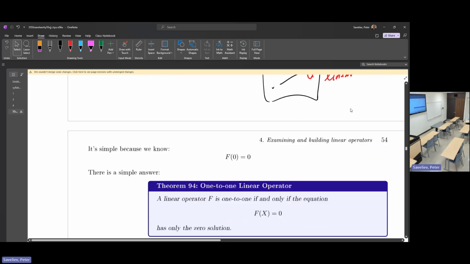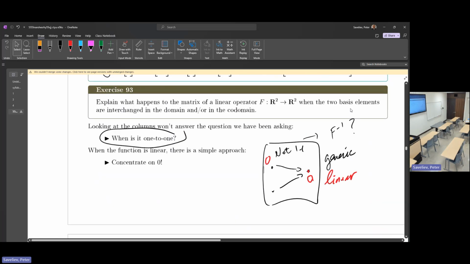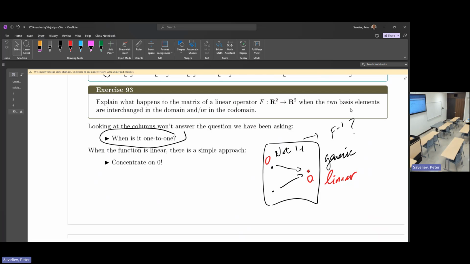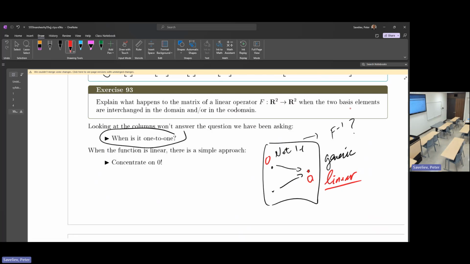We talked about that a little bit. So zero goes to zero, which means that if there is another element that also goes to zero, it's not one-to-one right away. So the more subtle question is that's the only thing for us to consider. That's the only output that we have to consider to express our concern about whether it is one-to-one or not.